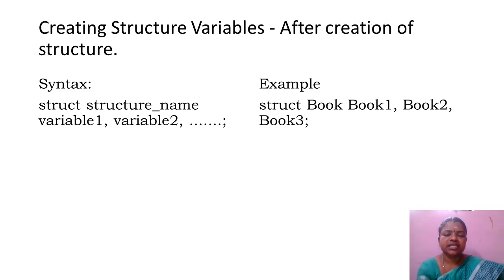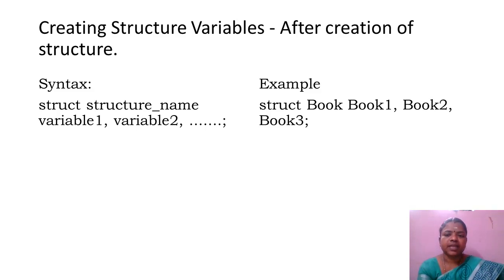Next one is creating structure variables after creating the structure separately. So here we have already created the structure with the name, and then we create the variables separately. You see the example here, the structure book is already created, and we are creating book1, book2, book3 as a structure.